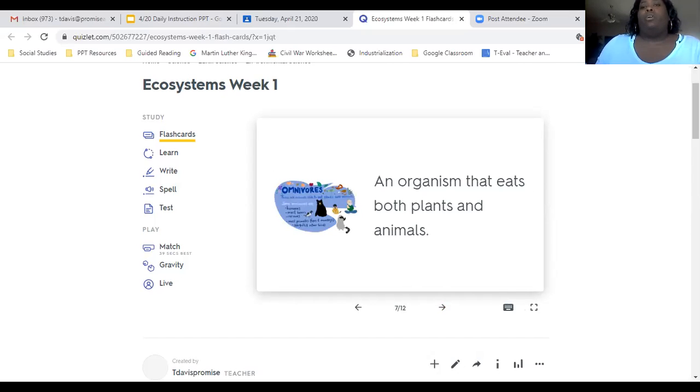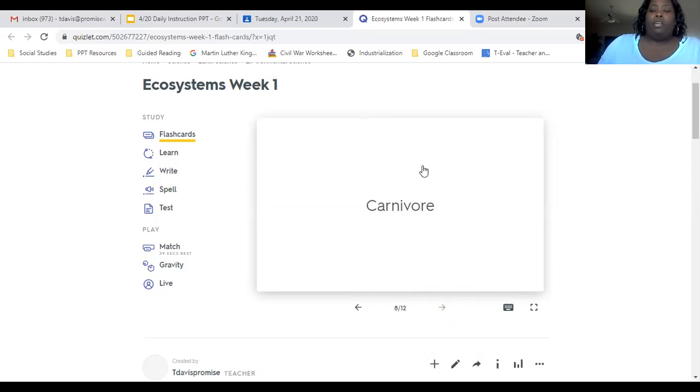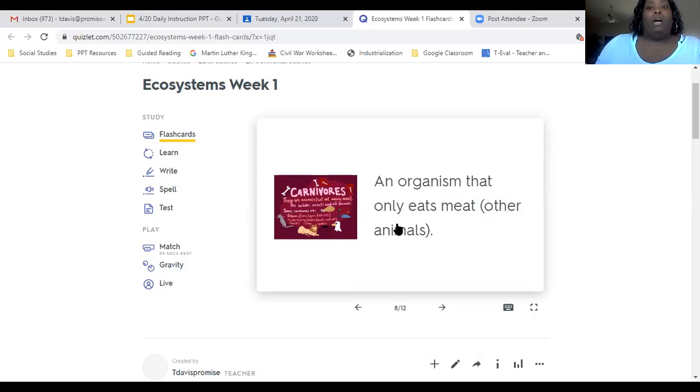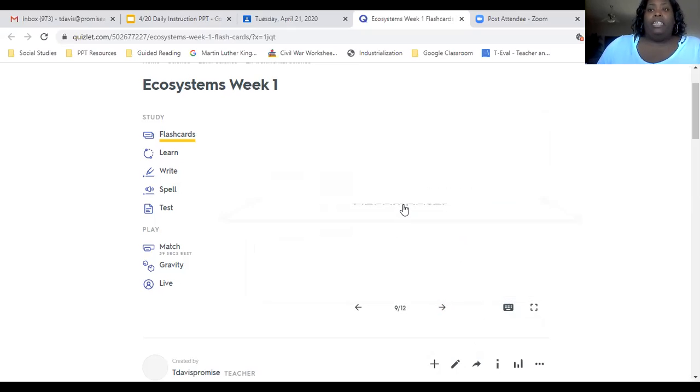Omnivores. An omnivore is an organism that eats both plants and animals. Carnivore. A carnivore is an organism that only eats meat, which is other animals. You are an omnivore. Some people say that they're a vegetarian because they don't eat meat. However, biology-wise, you're an omnivore. Your body is designed to get nutrients from plants and nutrients from other organisms that are meat.